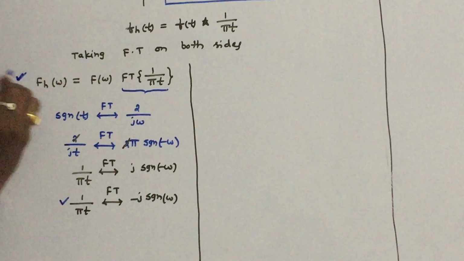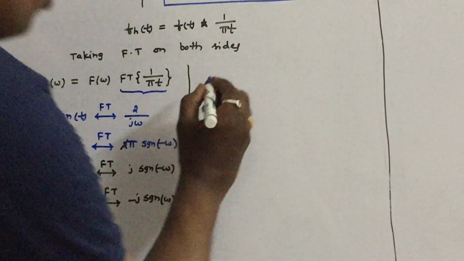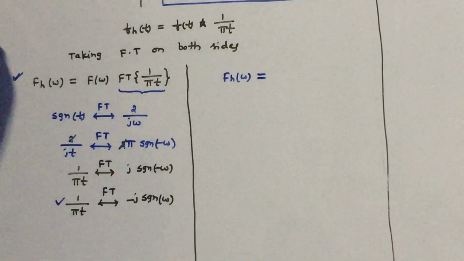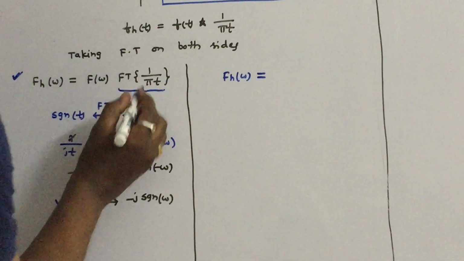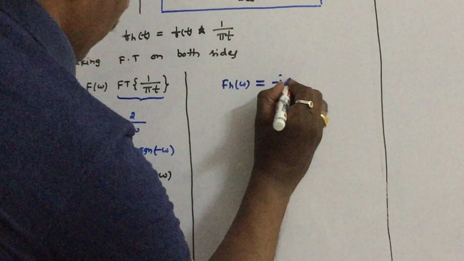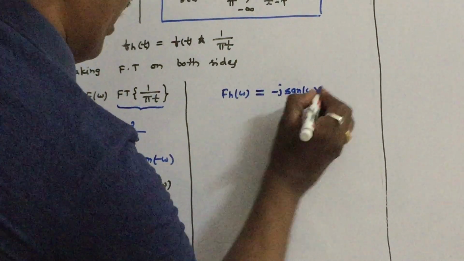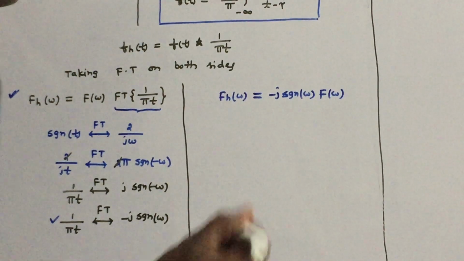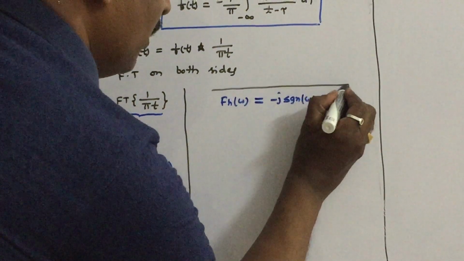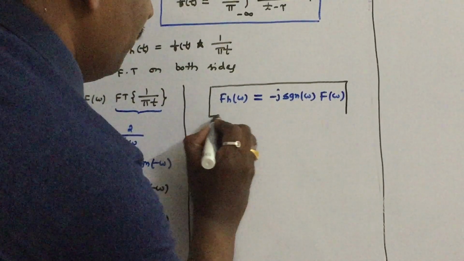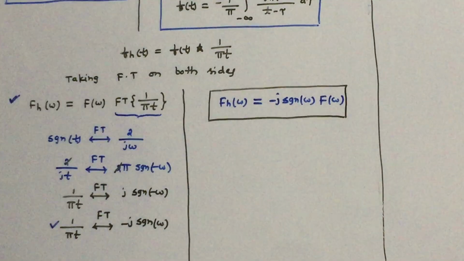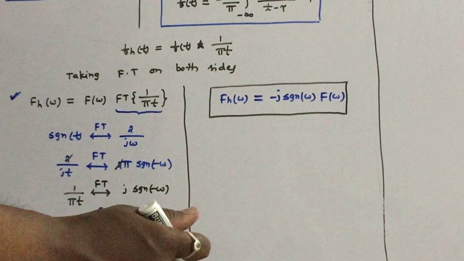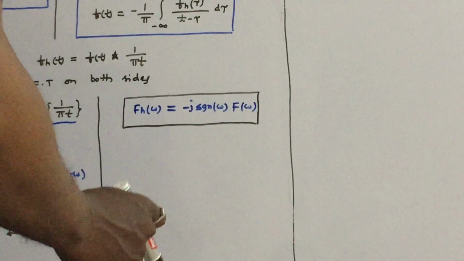So substitute the Fourier transform of 1 by pi t, minus j signum of omega. Therefore f_h of omega, that is the Hilbert transform in frequency domain, is equal to minus j signum of omega into f of omega. So this is a very important operation in frequency domain. Let us see what this will convey. Very important objective bit also.